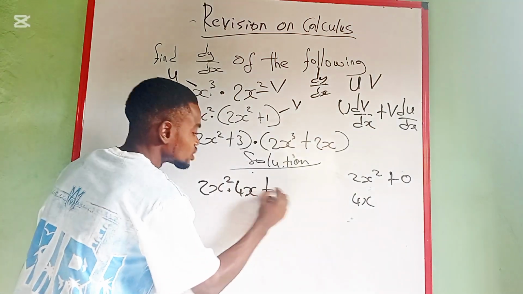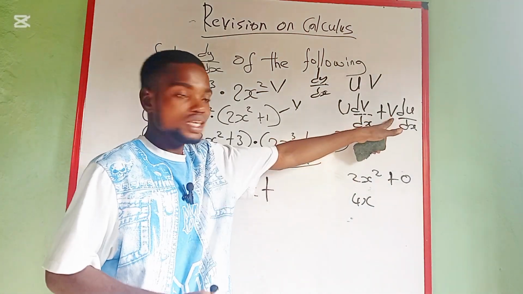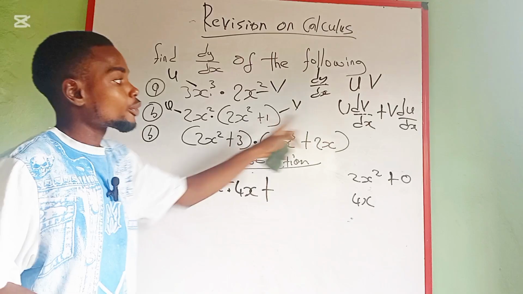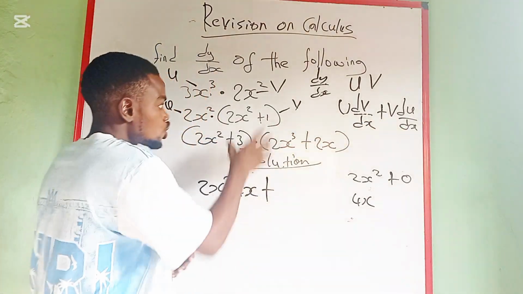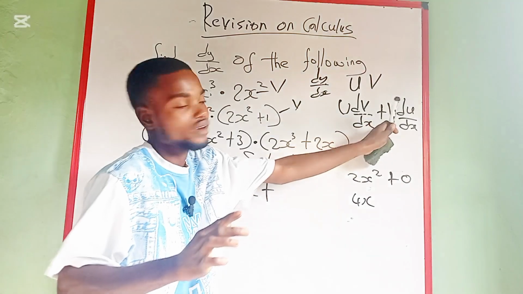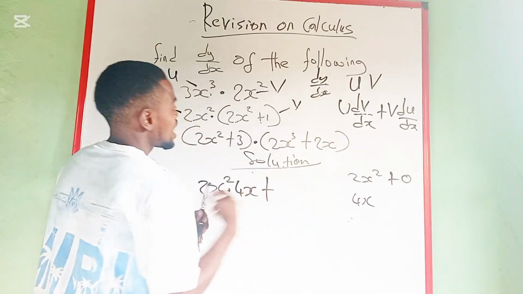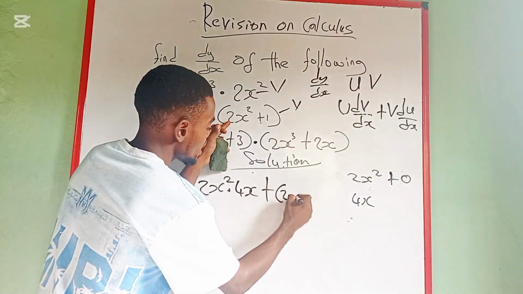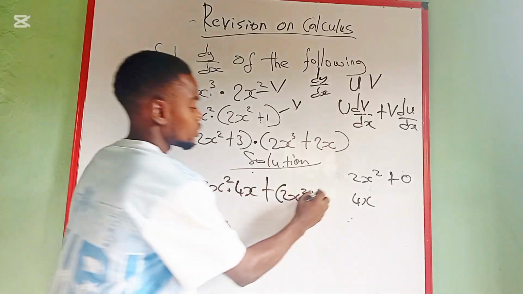So I'm going to add it with now V. This one, I'm going to bring it down without differentiating it. That is what V here means. No dv over ds, just V at the second side. I'm going to have bracket 2s squared plus 1 close bracket.